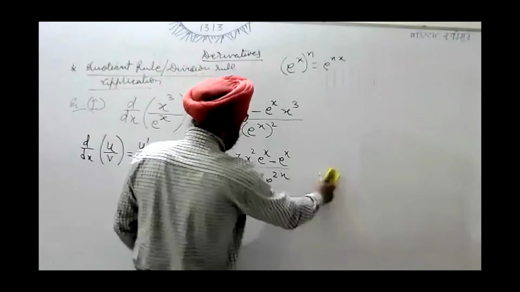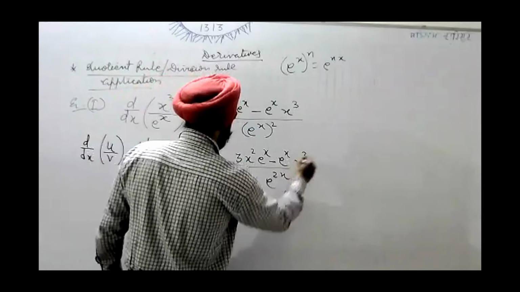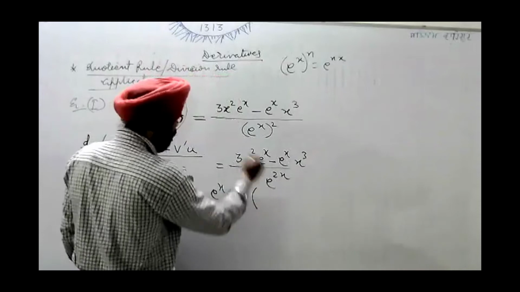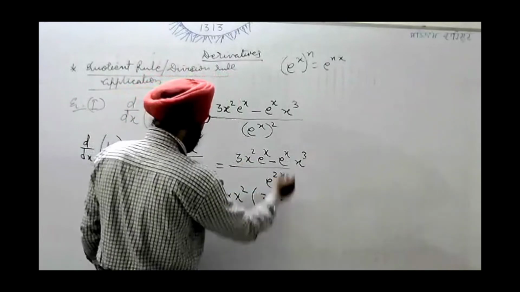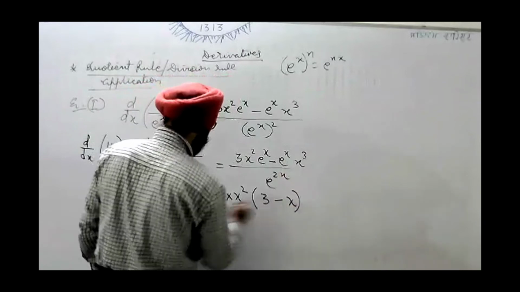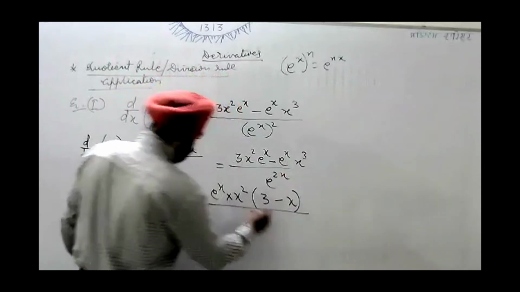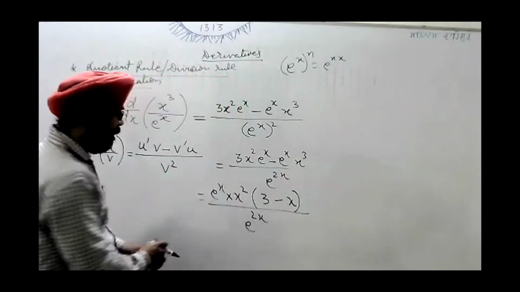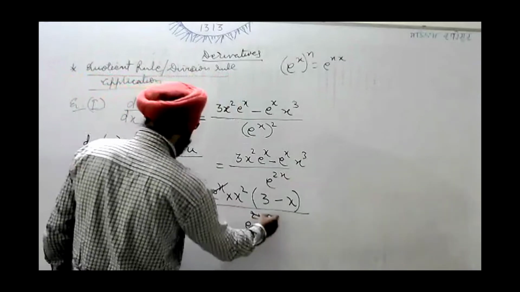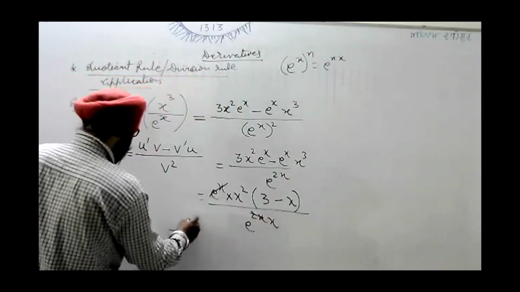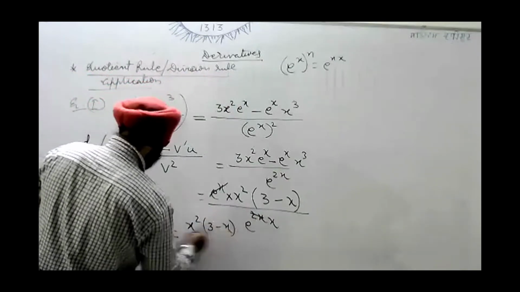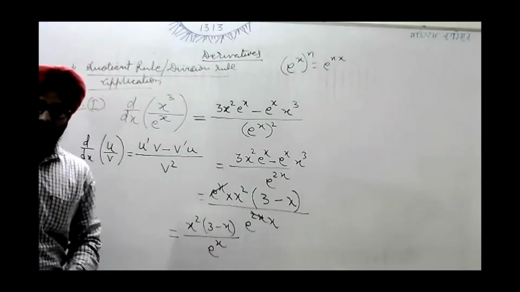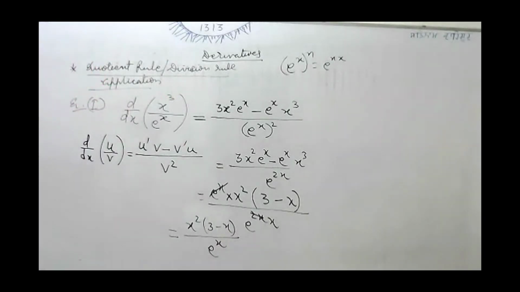Here we will write e to the power x into x square common. Inside the bracket we are left with 3 minus, here we are left with x only, divided by e to the power 2x. Now already I have explained this e to the power 2x actually is the square of e to the power x. So that's why this e to the power x cancels the power. We are left with e to the power x only. Finally, x square (3 minus x) upon e to the power x. This much. This is the use of the quotient rule when two functions are given.